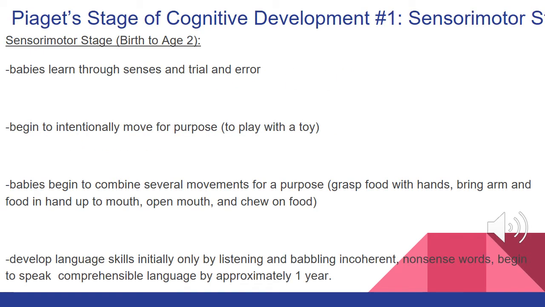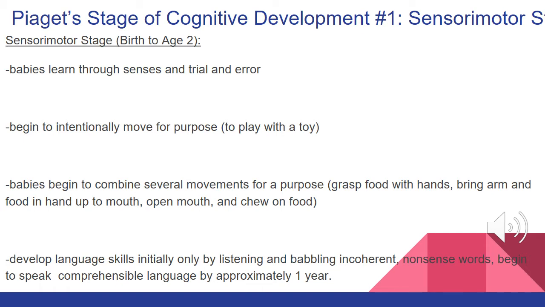The first stage of Piaget's stages of cognitive development is the sensorimotor stage. The sensorimotor stage occurs from birth to age 2. During this stage, babies learn through using their senses, and also through trial and error, through exploration. They also begin to move intentionally for a purpose. So they might, after about 4 months, start to enjoy a specific toy, and they'll move for that purpose to play with that toy.